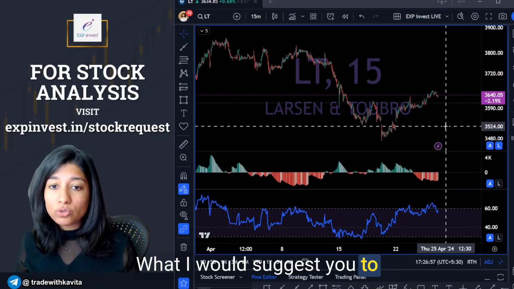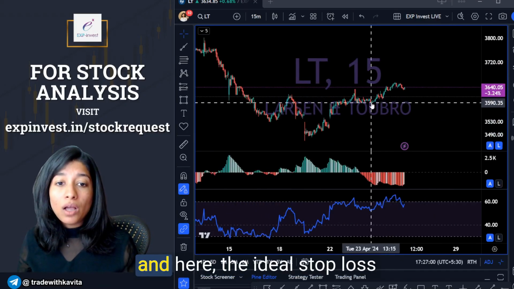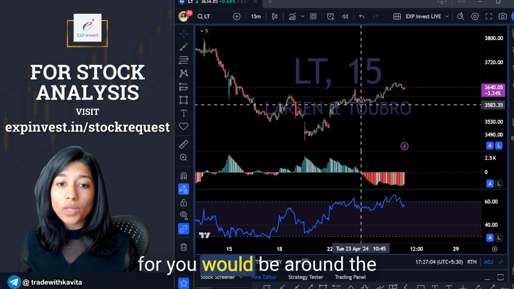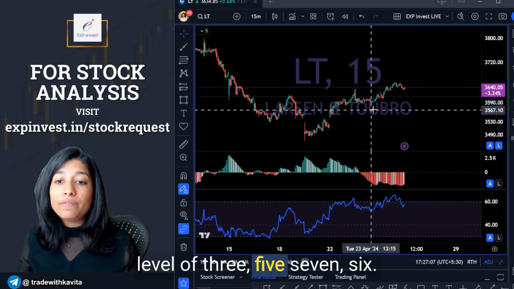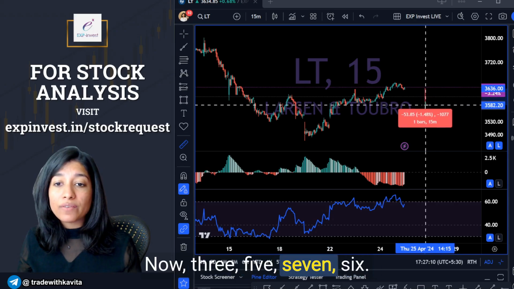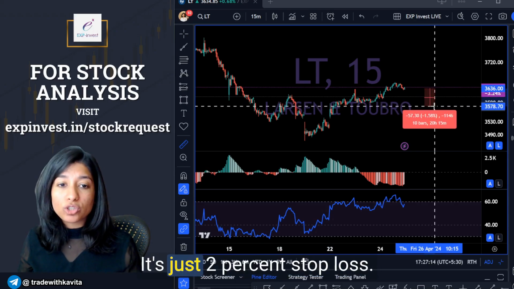What I would suggest you do is please set up a stop loss, and the ideal stop loss for you would be around the level of 3576. Now 3576, it's a pretty small stop loss. It's just a 2% stop loss.